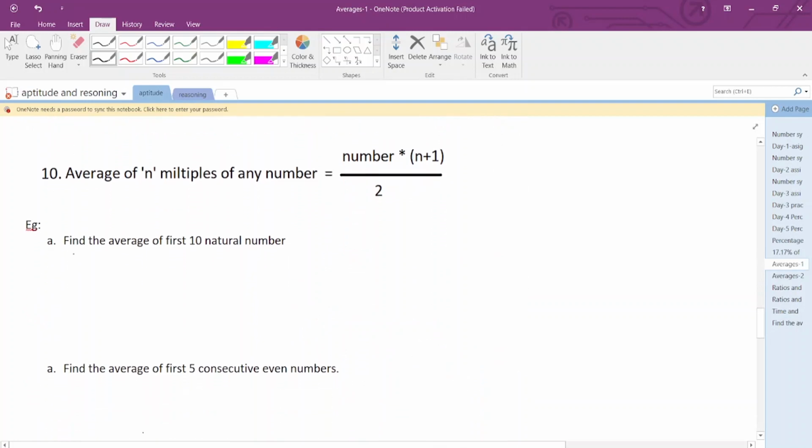See, the question I gave first is: the average of the first 10 natural numbers. So how will we solve this? What are the first 10 natural numbers? We have to write all the first 10 natural numbers.